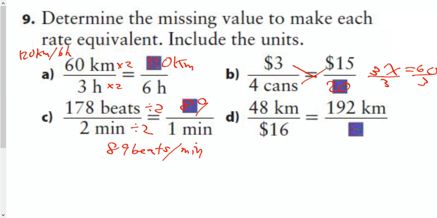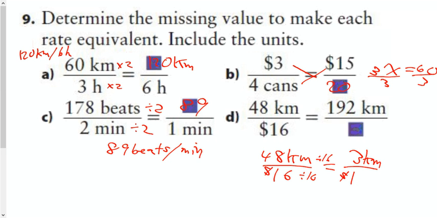And the last one is a great example of I have absolutely no idea 48 times what is 192. I have a good idea. I'm pretty sure it's 4. But let's pretend we didn't know. So obviously, the easiest way for me to do this is say, well, hold on, if it's 48 kilometers for $16, let's figure out how far I can go for $1. And this would be called a unit rate. Divide both by 16. That means I'm going 3 kilometers for every dollar.